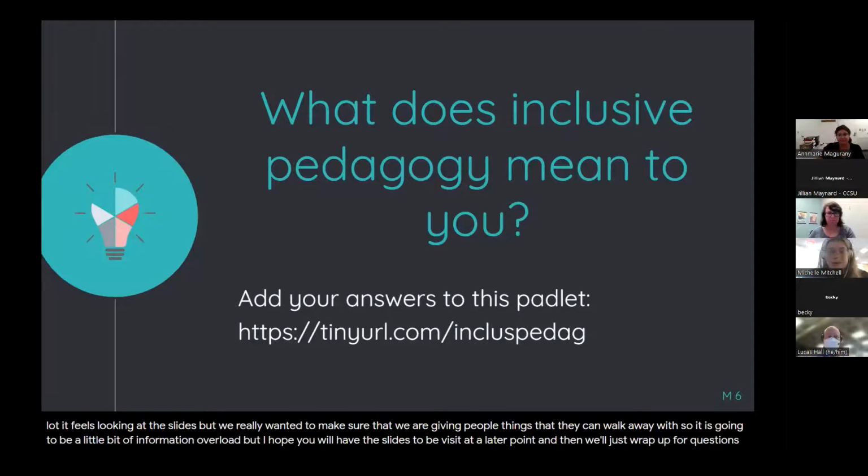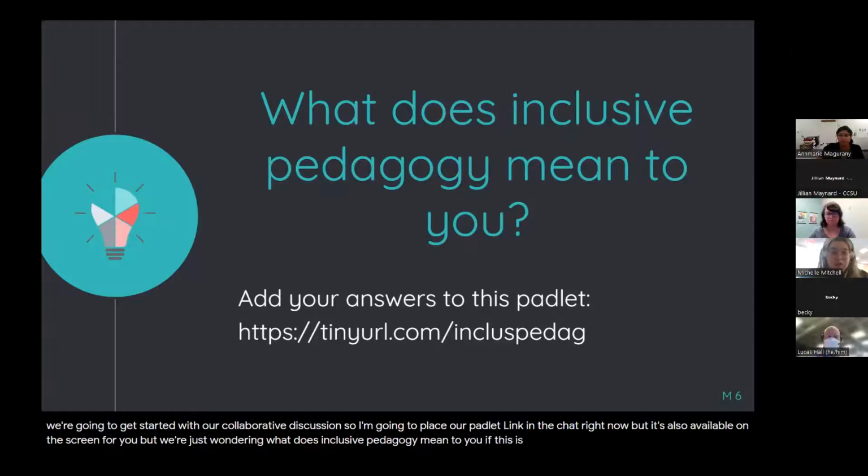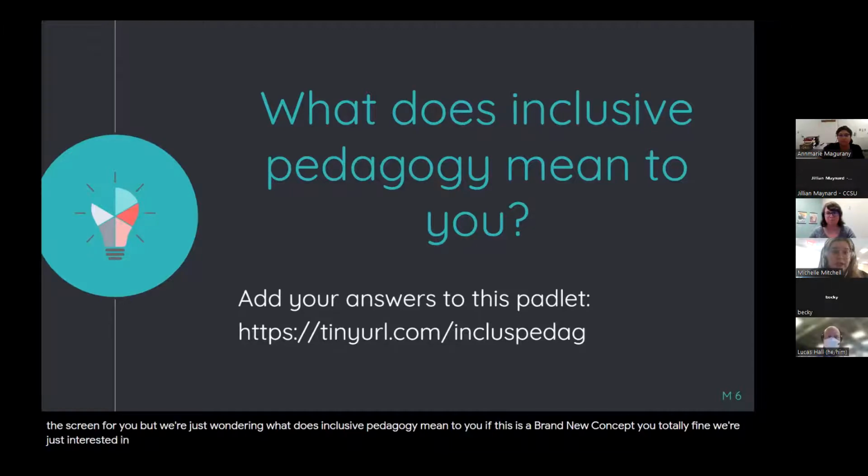So we're going to get started with our collaborative discussion. I'm going to place our Padlet link in the chat right now, but it's also available on the screen for you. We're just wondering, what does inclusive pedagogy mean to you? If this is a brand new concept to you, totally fine. We're just interested in hearing what it may sound like, if you've used it before, how you've put it into practice, really just what does it mean to you?